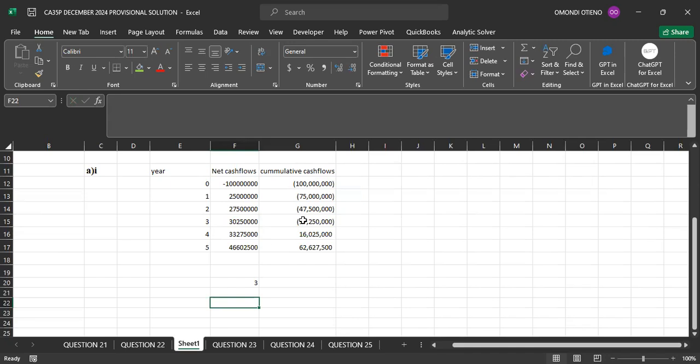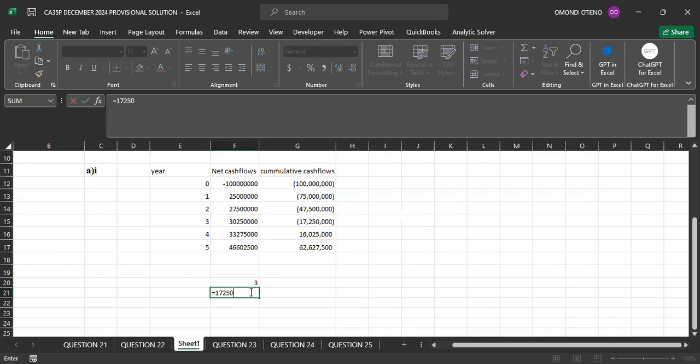here, then I'm still lacking 17,250,000. So the question is, where will I get this 17,250,000 from? Remember, I've completed year 3, but I'm ending with a cumulative negative of 17,250,000. So what do I need to do?